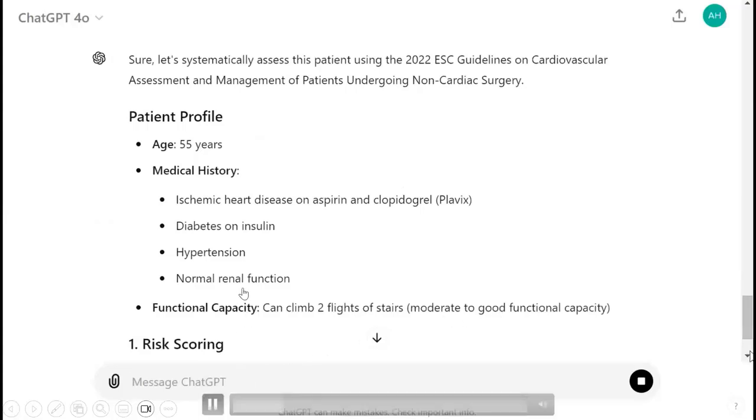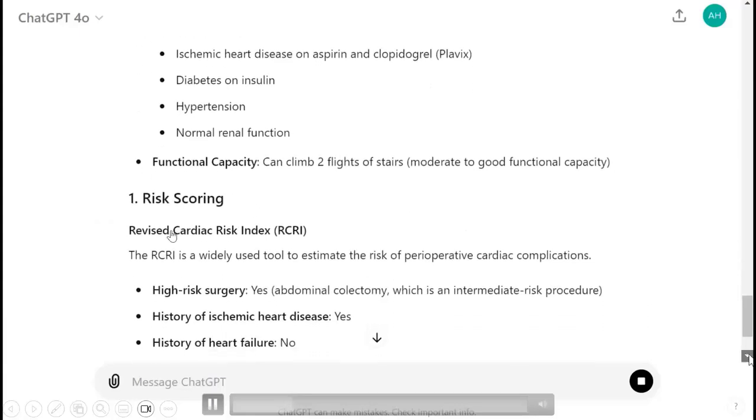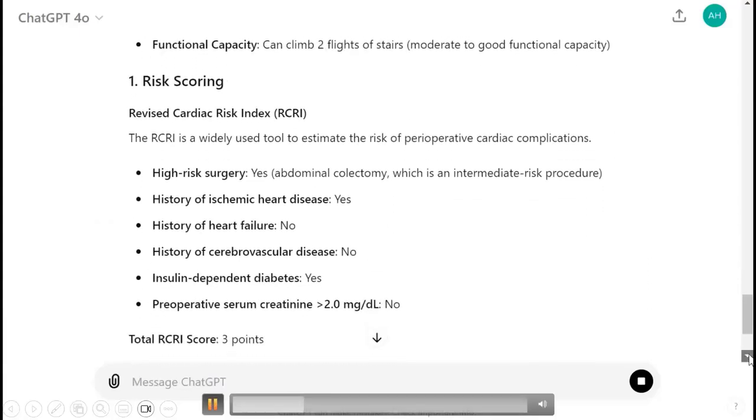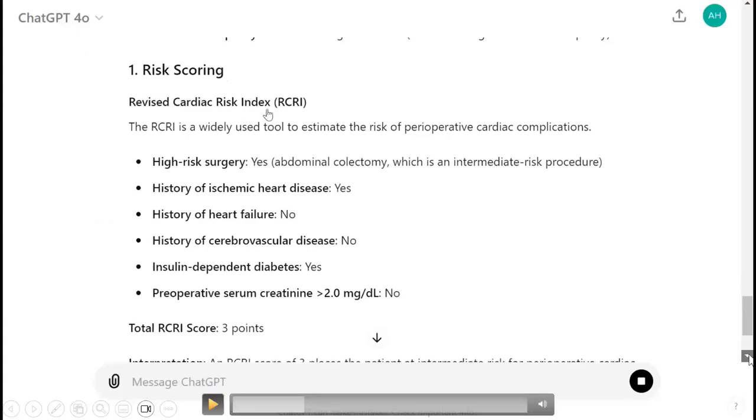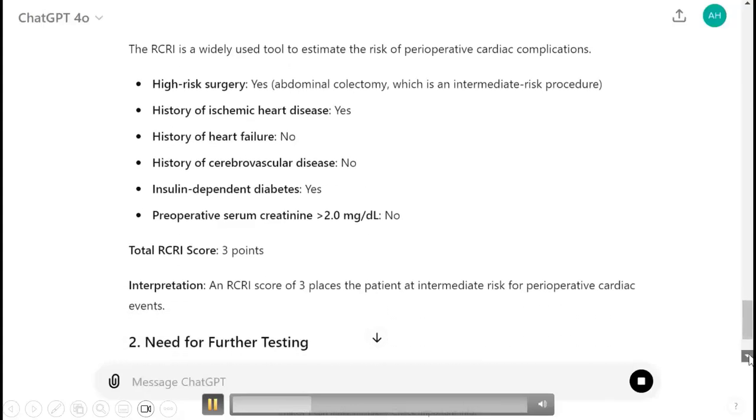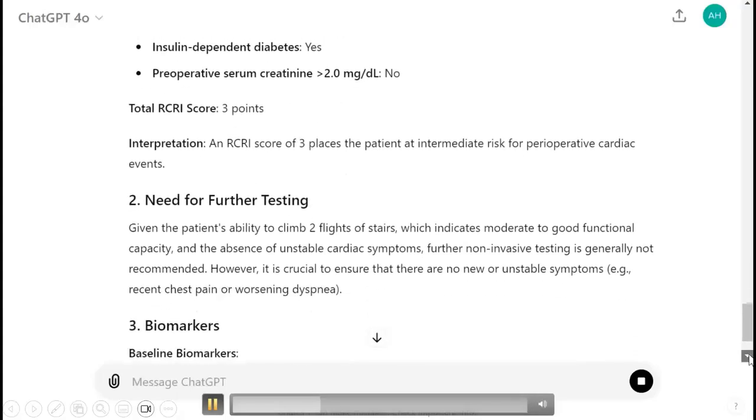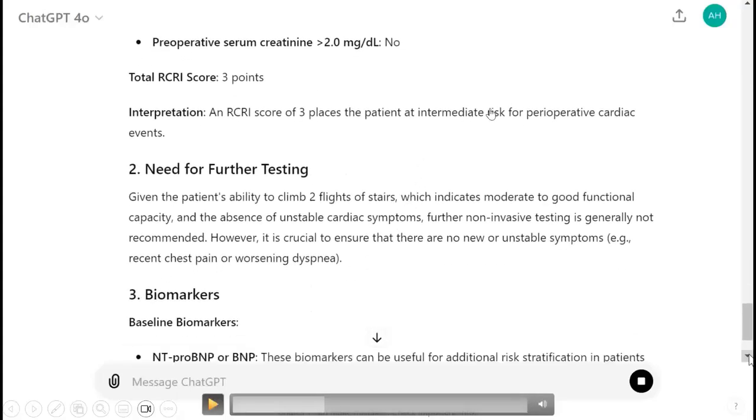Then he started calculating the risk score, and the risk score in the guideline is the revised cardiac risk index. He got the information from the data that I put in the chat, and then calculated the revised cardiac risk index, and found that we have 3 points. This is the interpretation of this score: the patient is intermediate risk for cardiac surgery.